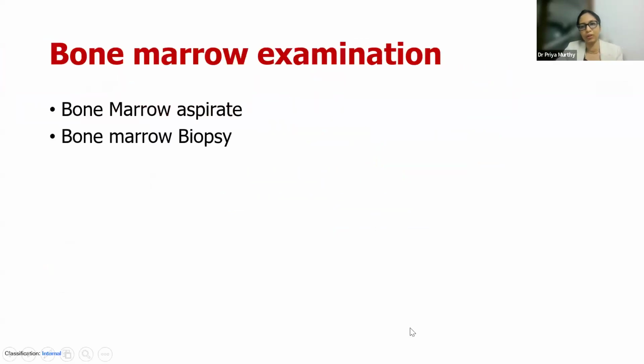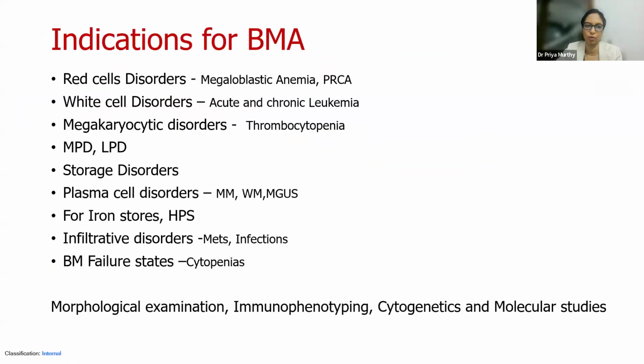It's an exhaustive topic. I'll try to cover as much as I can, and I may be a little fast. Please excuse me for that because there's a lot to cover. So bone marrow examination we know includes bone marrow aspirate and bone marrow biopsy, and most common indications include red cell disorders, white cell disorders, megakaryocytic disorders, some malignancies, including myeloproliferative disorders, lymphoproliferative disorders, plasma cell disorders, etc.